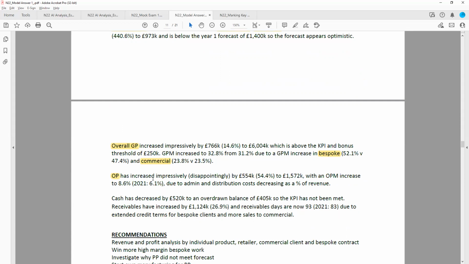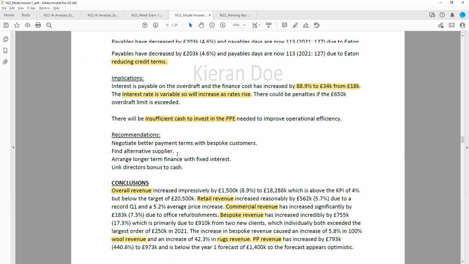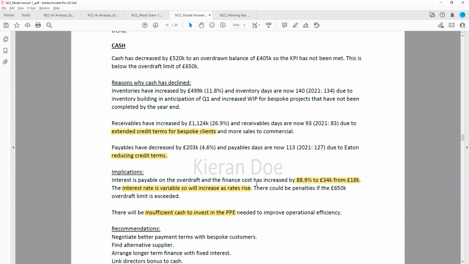And then, of course, there was the cash issue as well, but I take the main point. So the key headline number here, cash has gone down, and one of the reasons why, you could even possibly have one of the implications in there as well.